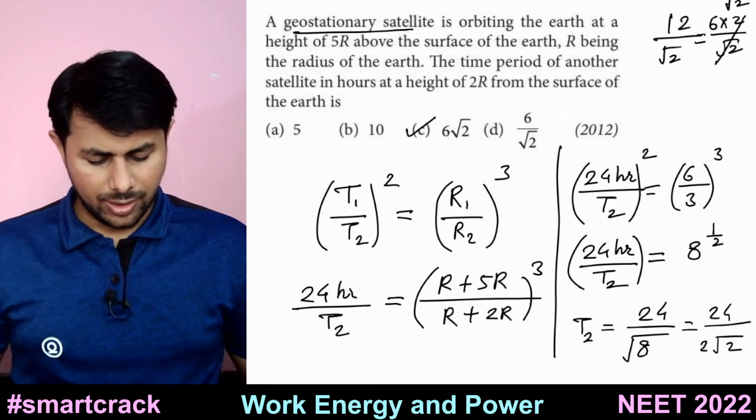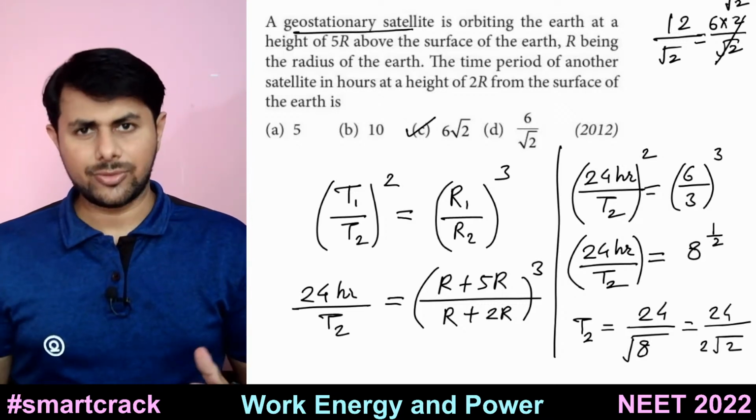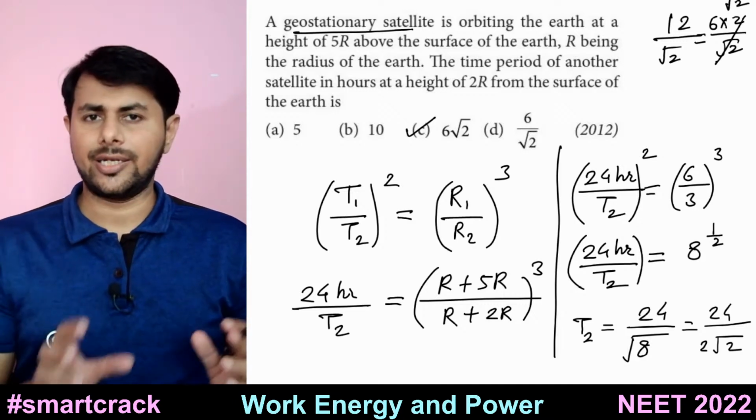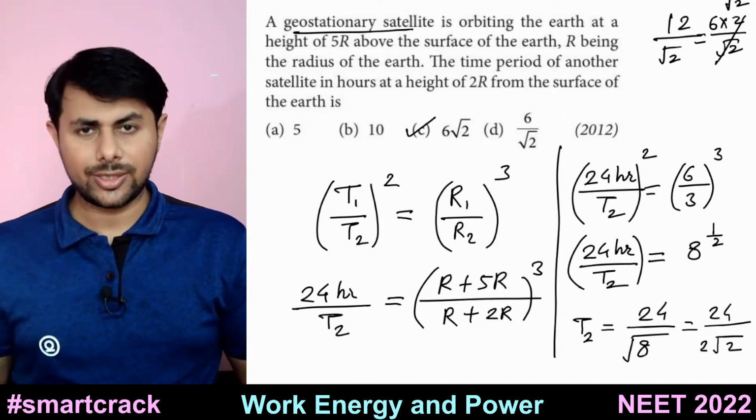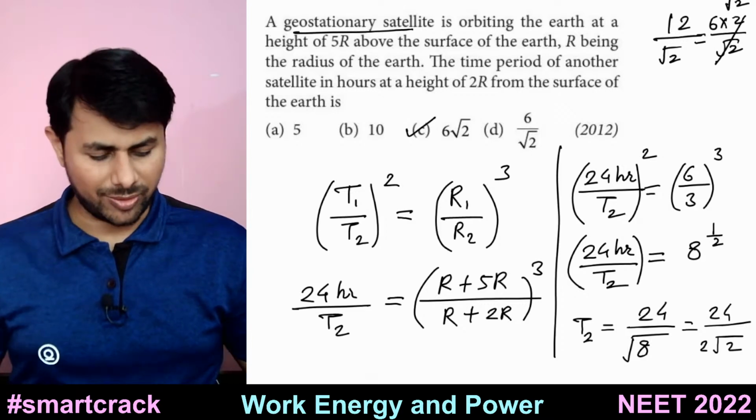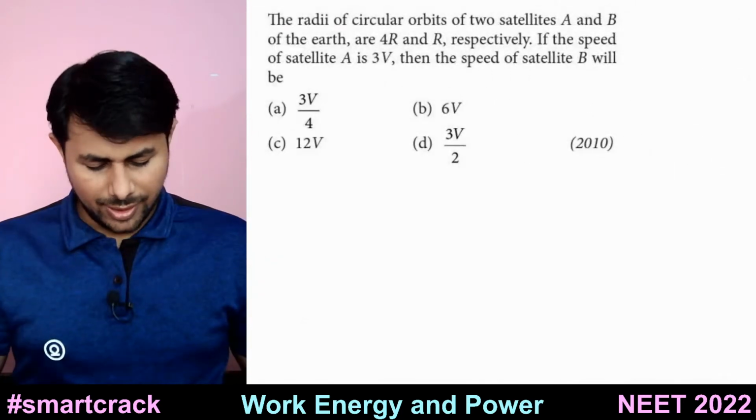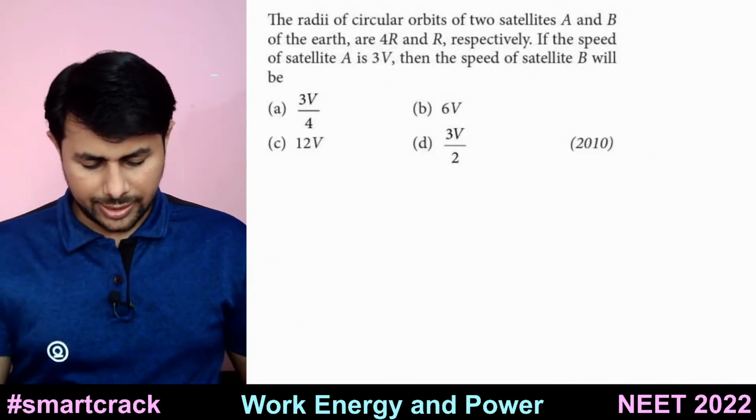So yes, this is a direct question again. T square is directly proportional to R cube. If we know this, we can solve this. Simple problem. Alright, let's move on to the next question.